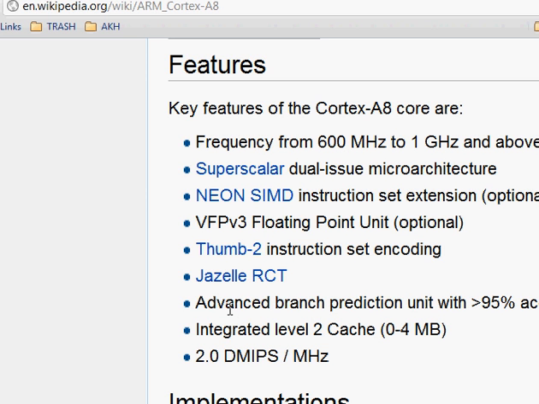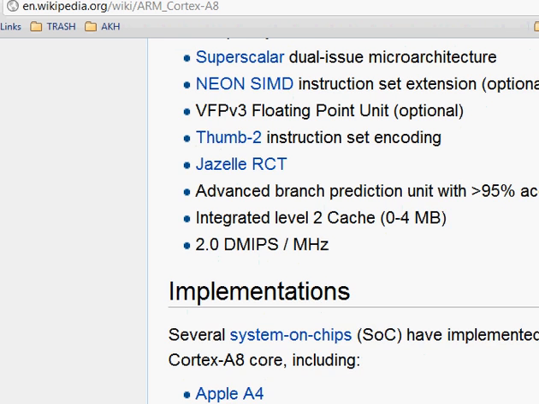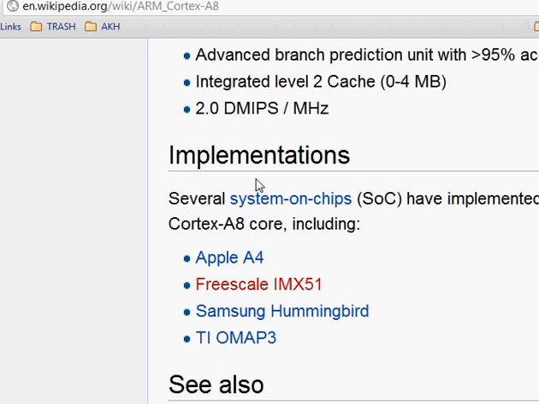You'll get more idea. Advanced branch prediction unit with 95% accuracy, integrated level 2 cache up to 4 megabytes, and 2.0 DMIPS per megahertz. Implementation, these are the places where it is implemented. You will be amazed to see that. Several systems on chip have implemented the Cortex A8 core, including Apple A4, Freescale i.MX51, Samsung Hummingbird, TI OMAP3.